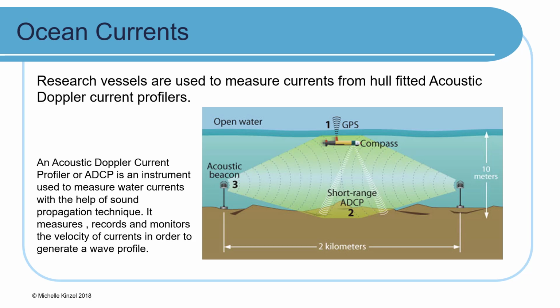So this is an example of a research vessel with a hull-fitted acoustic Doppler current profiler, and the GPS information is being sent. It's showing upwards through the open water. At 2, we have our short-range acoustic Doppler current profiler collecting information on the bottom, and then in 3 it's showing you that there would be an acoustic beacon which is actually attached to the seafloor. And by knowing the physics of sound propagation, we can measure water currents and record and monitor velocity of currents to generate a wave profile.